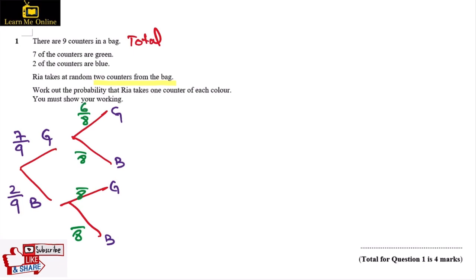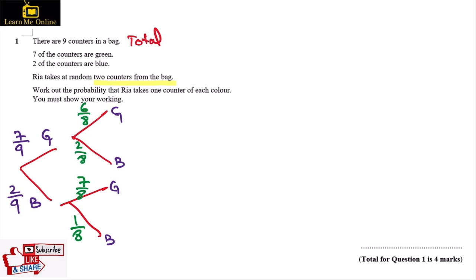And because we know that the number of blue counters remains the same in the bag, it would be 2 in the numerator. The other time we consider that the green counters in the bag are the same, which is 7, but the one she's having in her hand is the blue counter, so it's reduced by 1. Instead of 2, now it is 1.